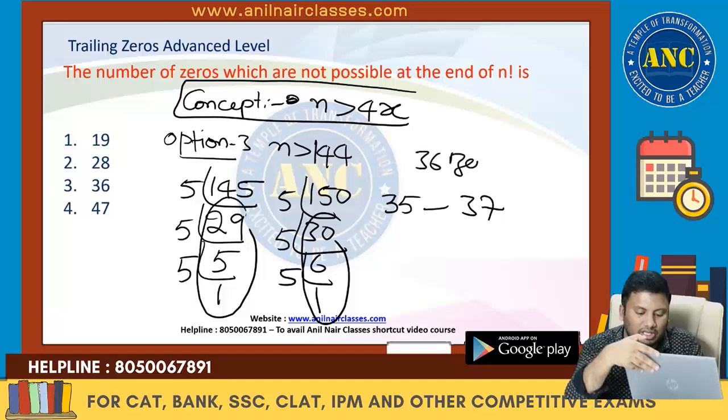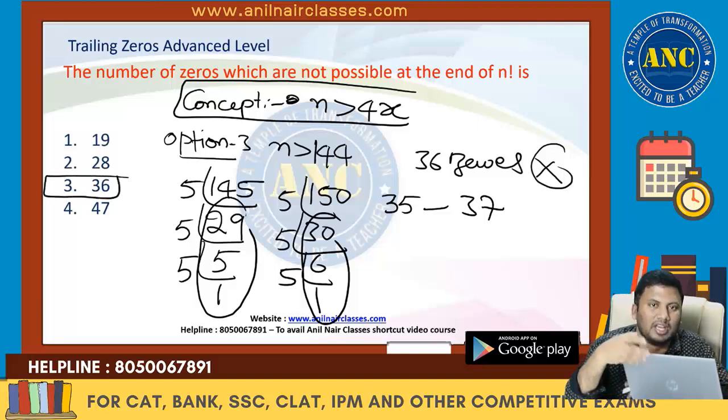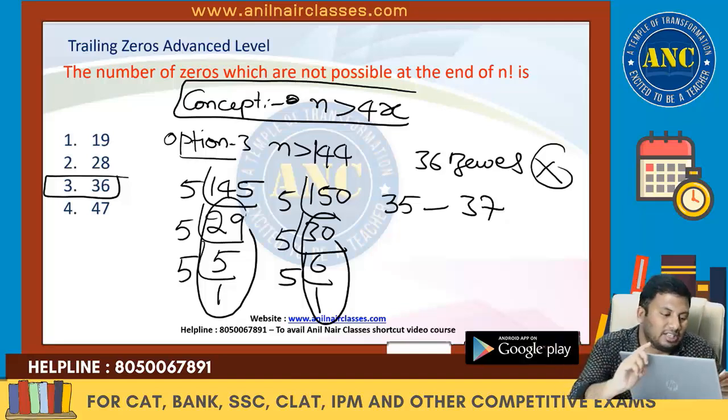36 zeros is not possible. In fact, you don't need to do these options. If you just use a little bit of your logical mind, you might get the answer. Check for the highest power of 5. If there is a 25, 100, 125, that value might not arise.